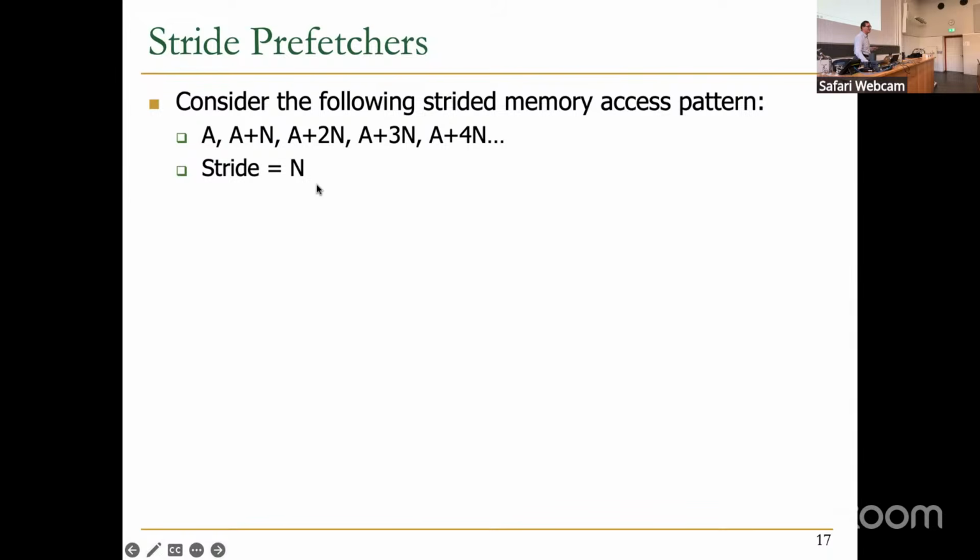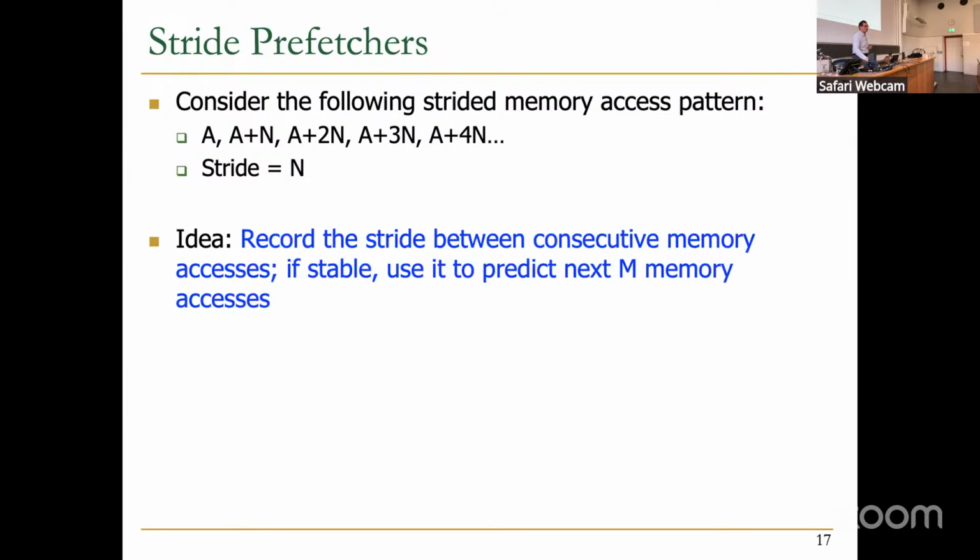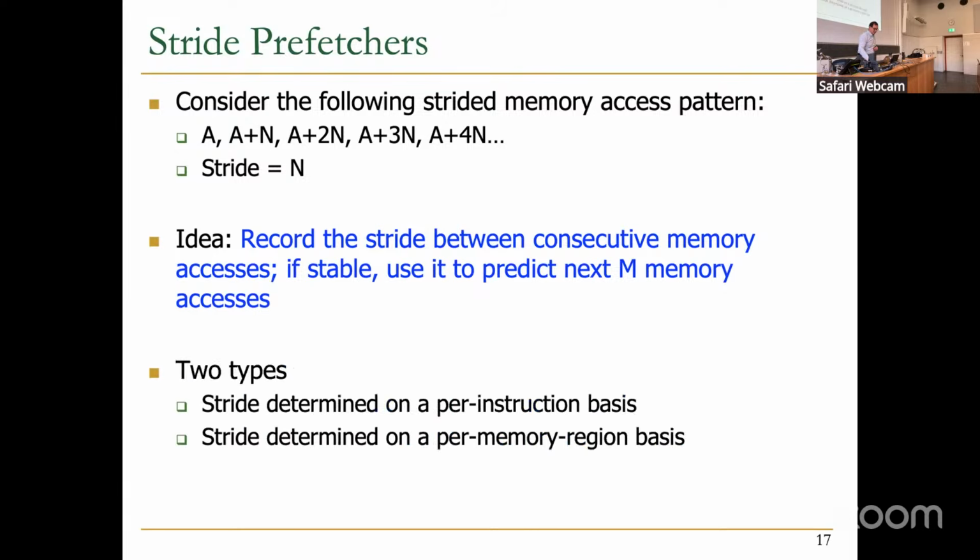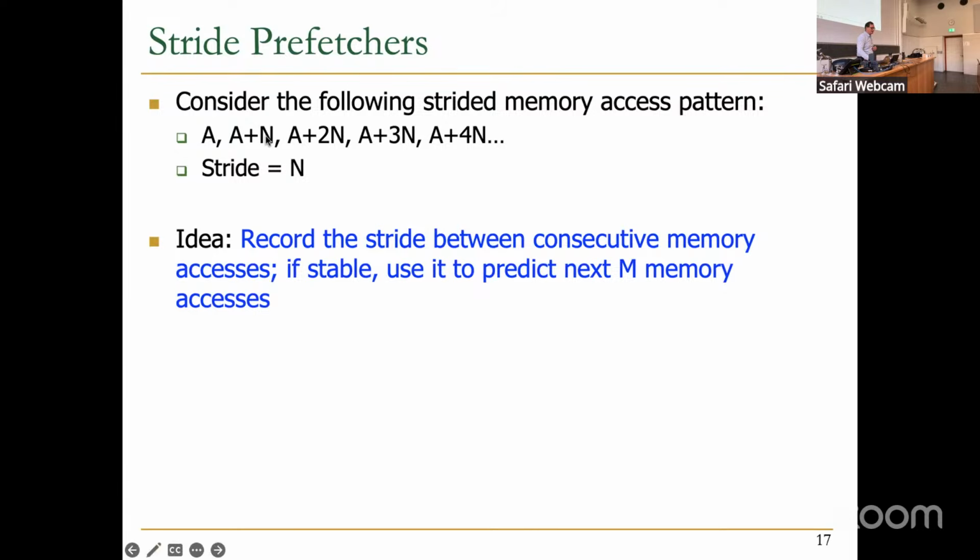And you can easily detect it with a little bit more hardware than next line prefetchers. The idea is to record the stride between consecutive memory accesses, and if the stride is stable, use it to predict the next M memory accesses. Hopefully that makes sense. So you record, for example, A plus N, you record the stride as N, and then you see A plus 2N. Oh, okay, stride is constant, build some confidence. The last time I've seen addresses in this vicinity, I got a stride of N, so I'm going to predict that N is going to continue, and then you can keep repeating. So building some confidence is important.